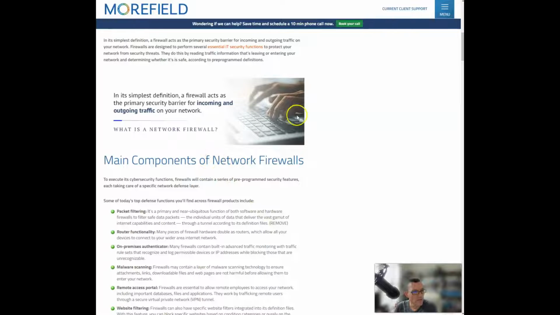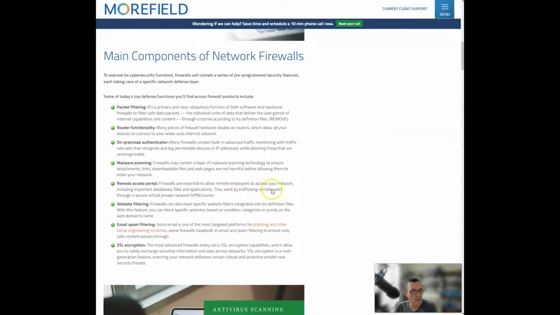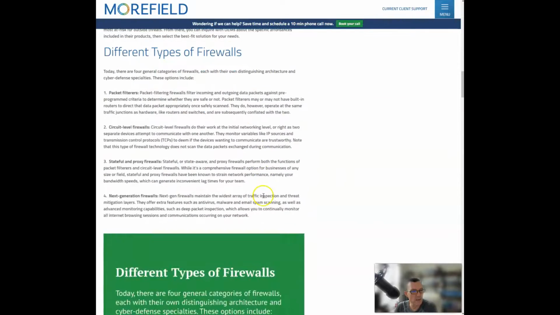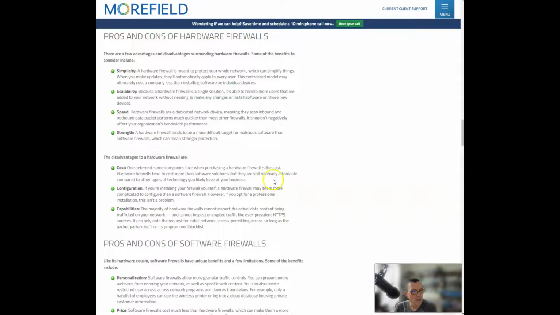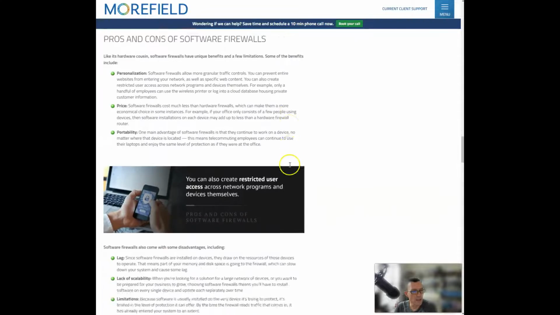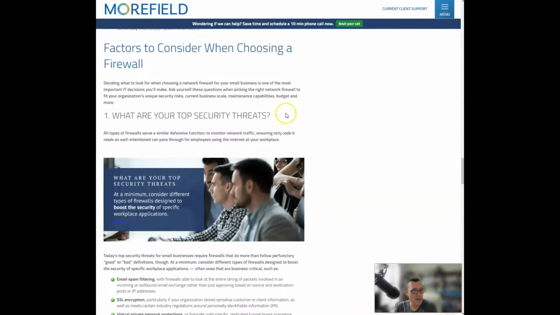So first of all, they start really basic with a definition of what a firewall is. They talk about the components. They talk about the different types of firewalls, hardware and software, pros and cons, factors you consider when choosing a firewall. So this looks really interesting, doesn't it?